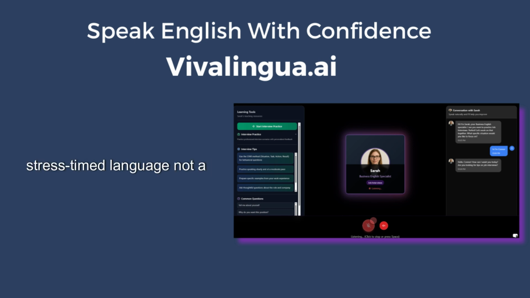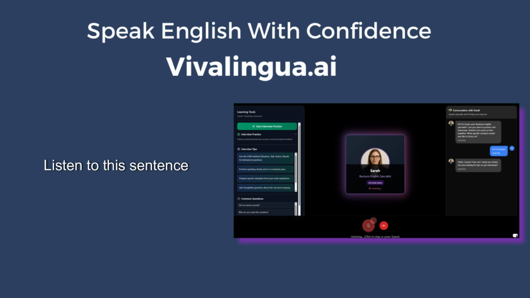Here's another crucial concept. English is a stress-timed language, not a syllable-timed language. What does this mean? In languages like Spanish or French, each syllable gets roughly equal time. But in English, stressed syllables take longer, and unstressed syllables get compressed and rushed. This creates a rhythm that sounds like music, with strong beats and weak beats.